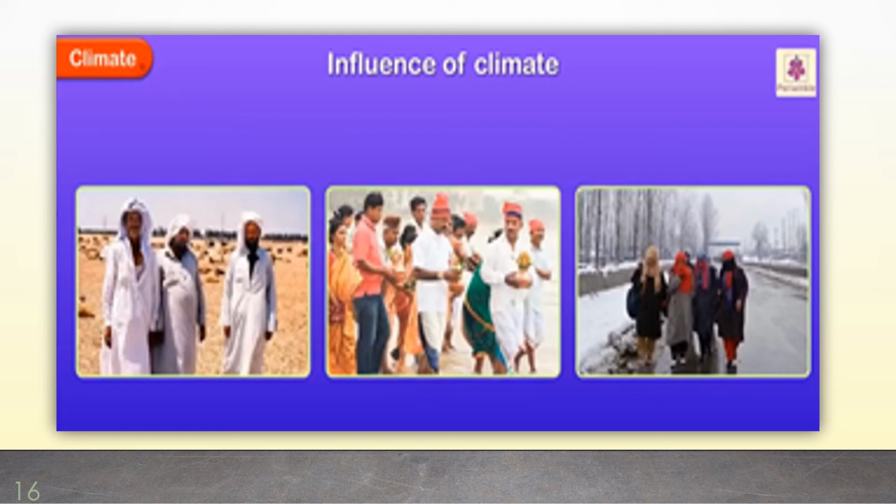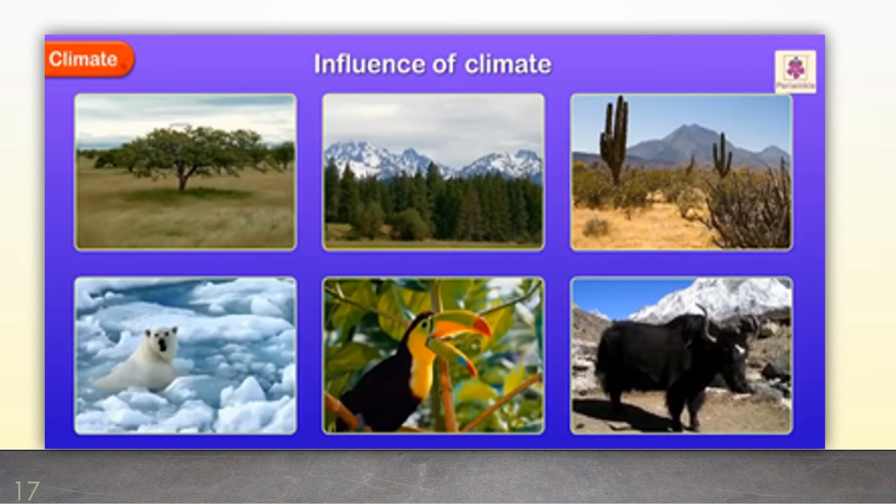Dear students, here in this picture, the effect of climate on the animals, birds, trees and plants is shown. As due to climatic difference, different plants, animals, birds or trees are in different regions of the world.